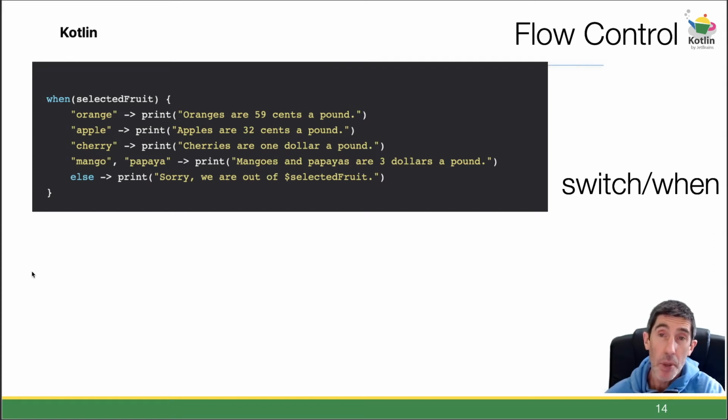Kotlin. And on top of that, when can also be used as an expression. So we can use that the same way we used our ifs. So it is a lot more powerful than the basic switch statement.